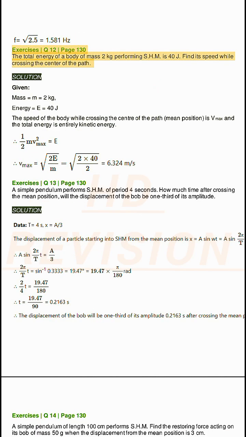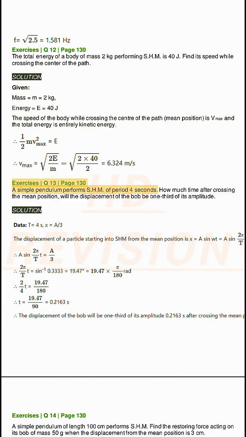Exercises Q12, page 130. The total energy of a body of mass 2 kg performing SHM is 40 J. Find its speed while crossing the center of the path. Solution. Given mass m equals 2 kg, energy E equals 40 J. The speed of the body while crossing the center of the path, the mean position, is Vmax, and the total energy is entirely kinetic energy.